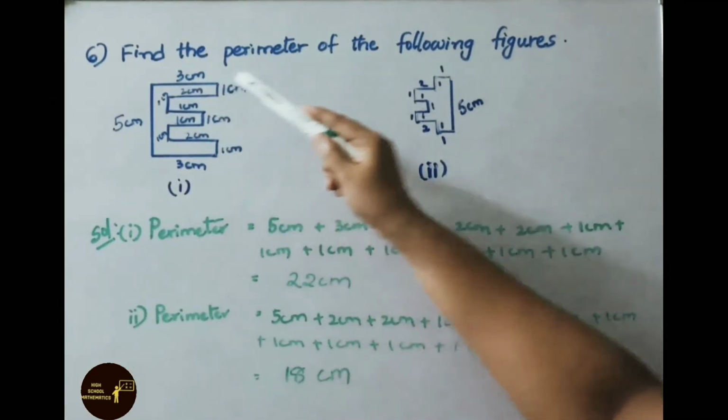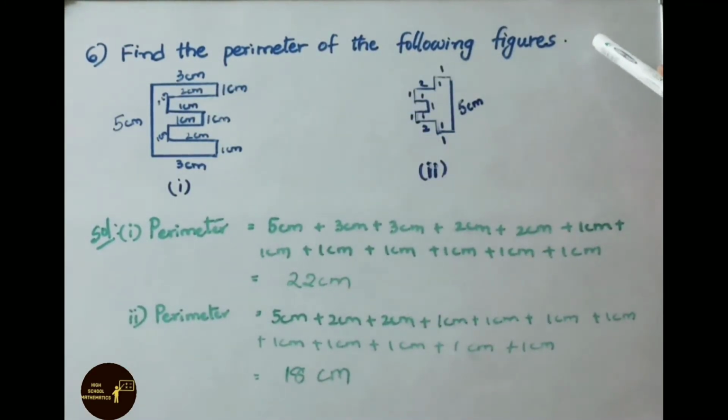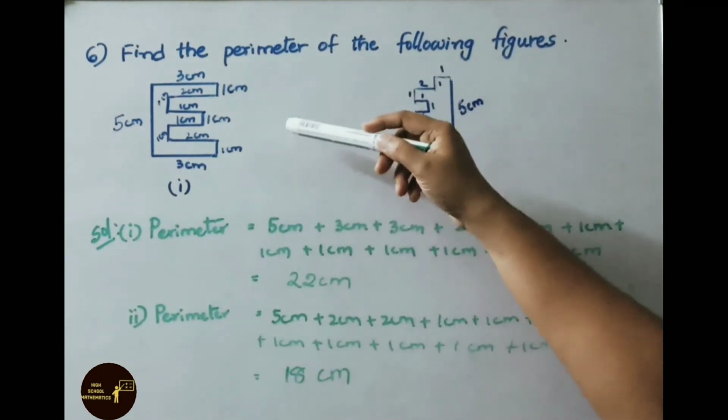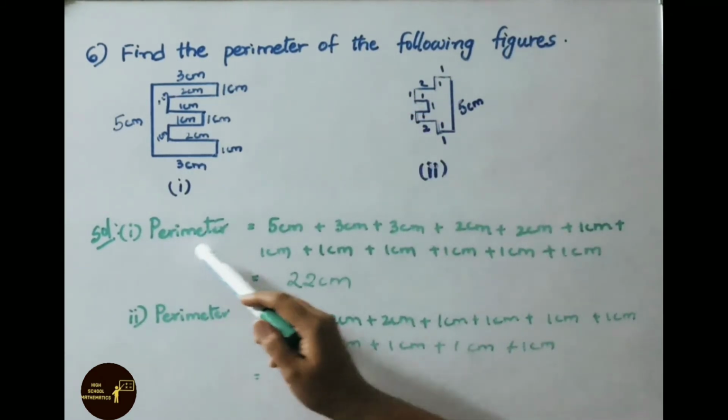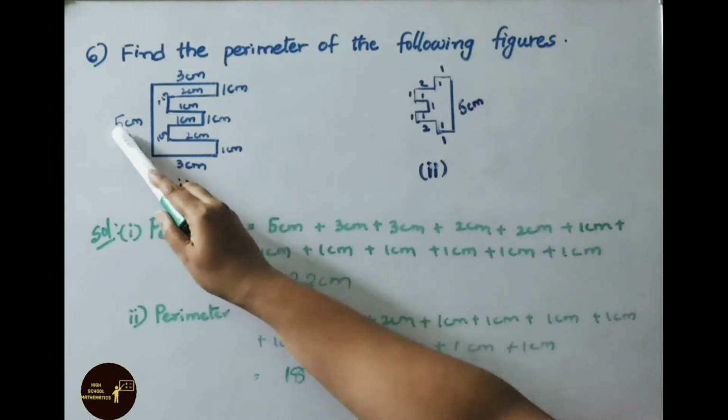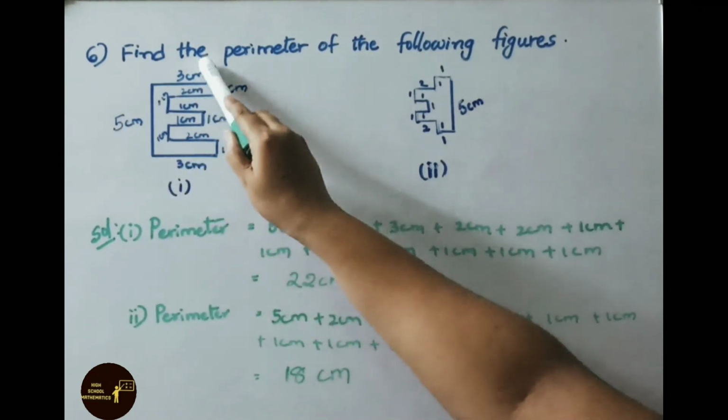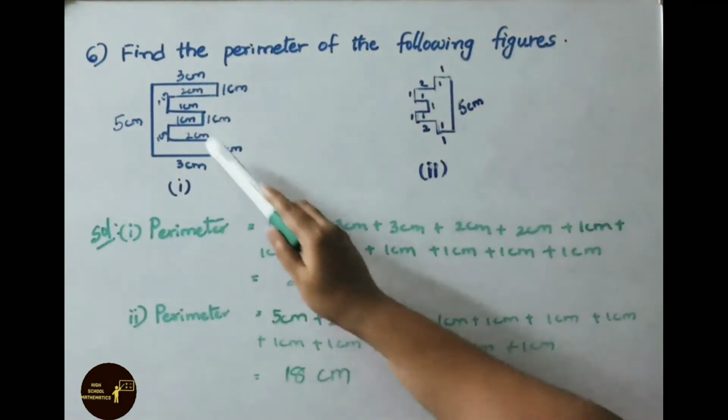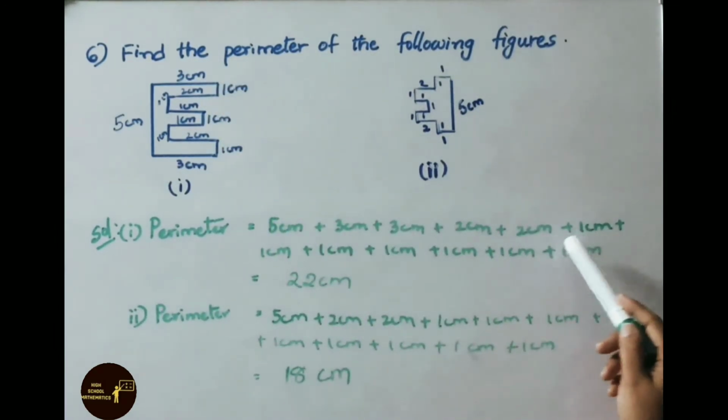See now question number 6. Find the perimeter of the following figures. See the first one. Observe this figure. Let's find perimeter for this. Perimeter equals 5 centimeter plus 3 centimeter plus 3 centimeter, 2 centimeter plus 2 centimeter.